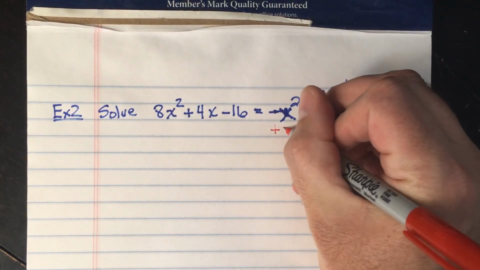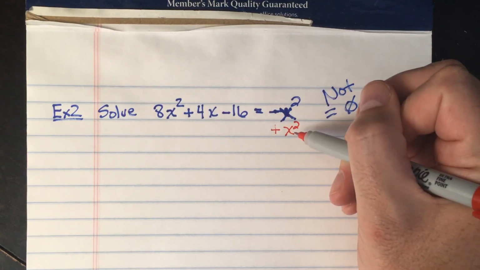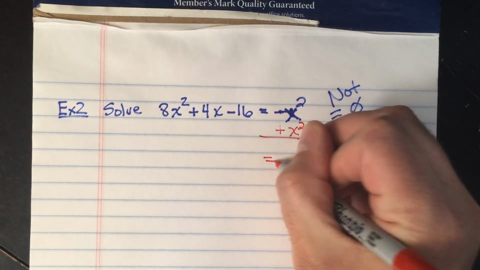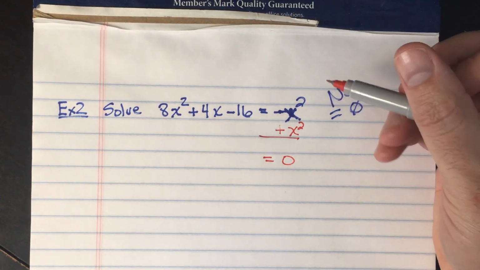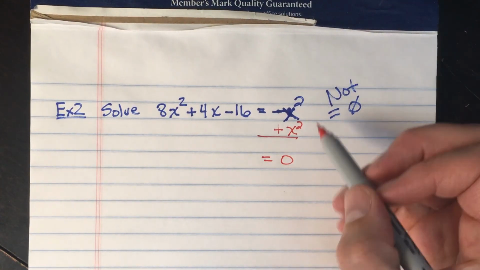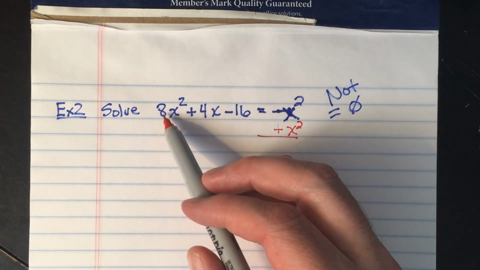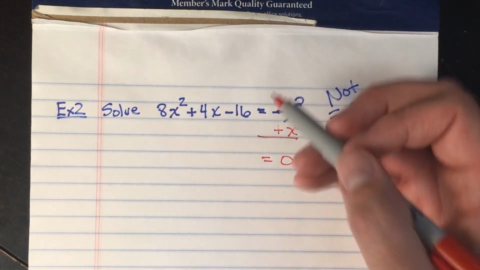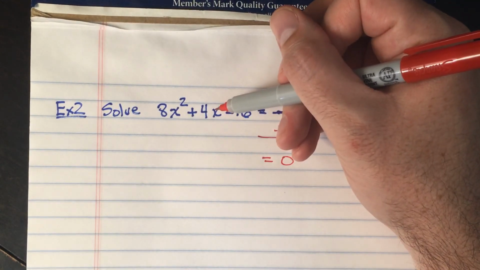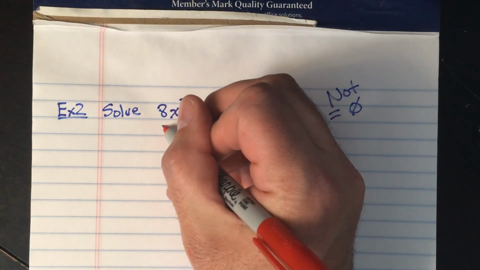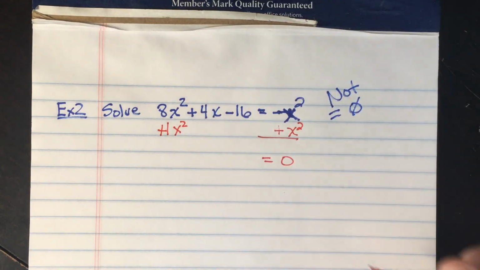So if I added x squared to this side, what is negative x squared plus a positive x squared? Well, that would just give me 0, which is good because I can use the quadratic formula once this is equal to 0. But if I add x squared to this side, then I'm going to have to add x squared somewhere else on this side to keep it fair. Now, I'm not going to add it to the -16 because that's not a like term. I'm not going to add it to the 4x. I'm going to add it to the 8x squared. Now, as a reminder, if there's no number in front, we consider it 1.